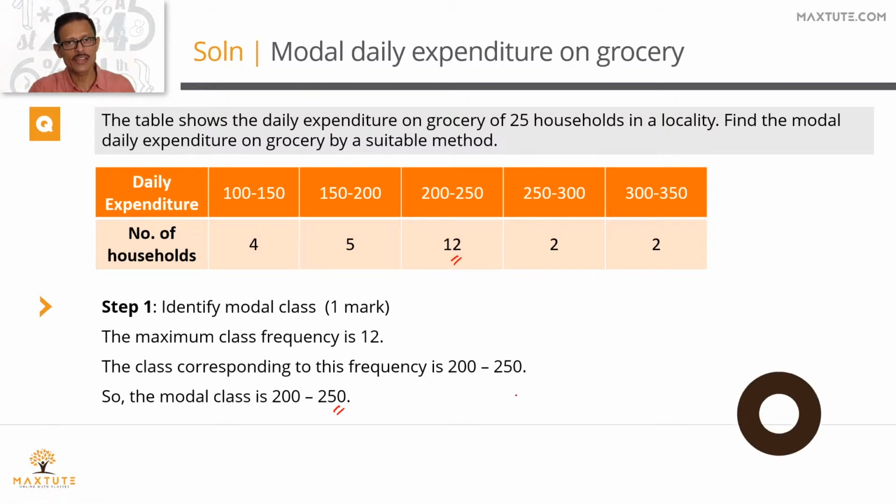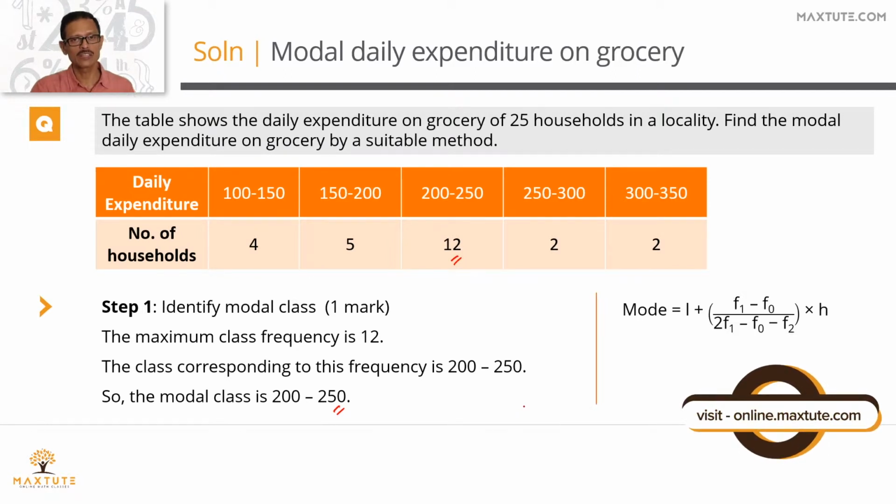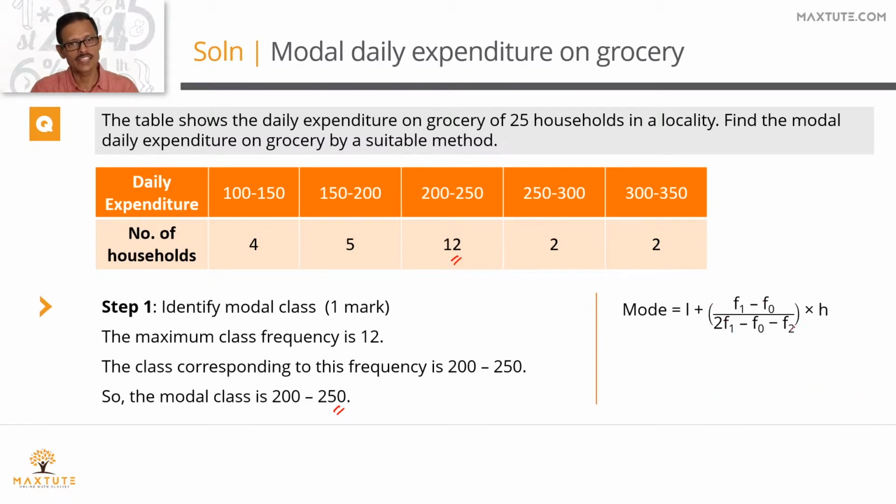The second mark you're going to get is for this very crucial step of this question, which is writing the formula to compute the mode. Mode is computed using this formula, which is mode is equal to L plus (F1 minus F0) divided by (2F1 minus F0 minus F2) into H. This looks like a lot of terms. Keep one thing in mind.